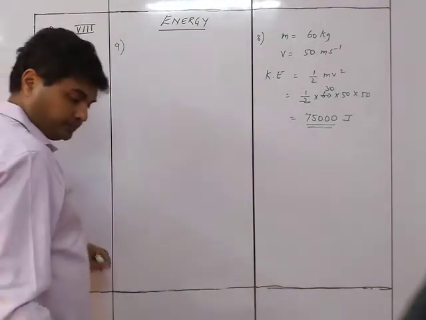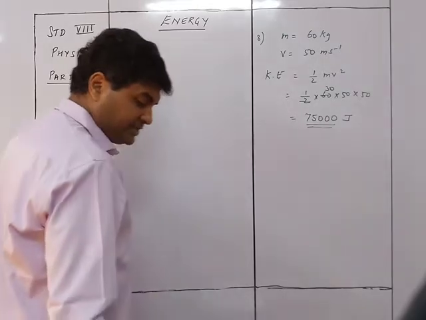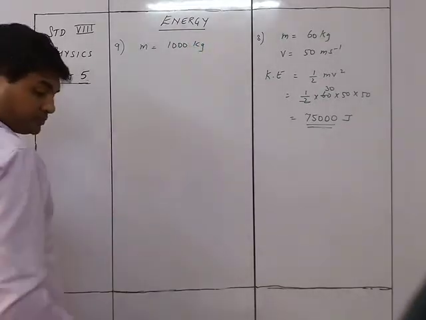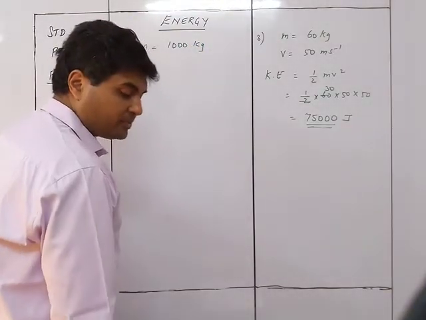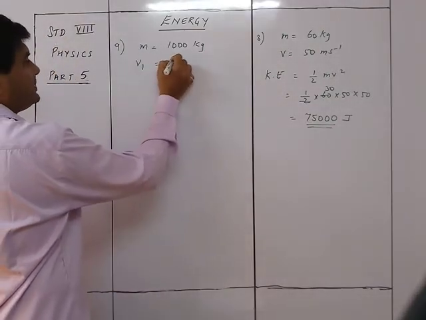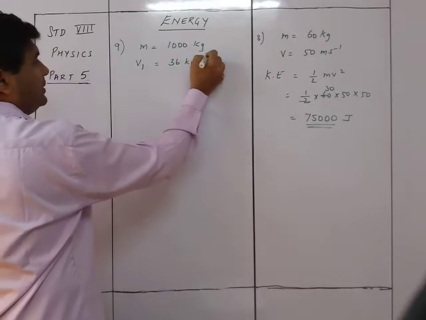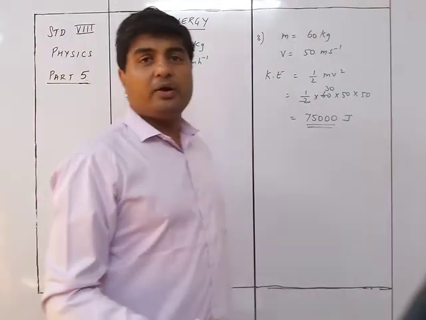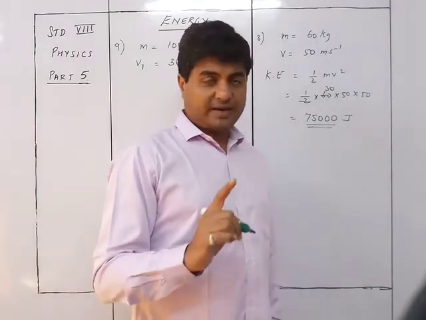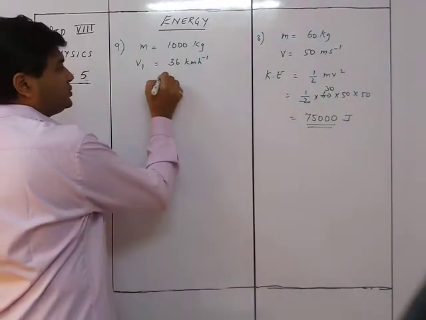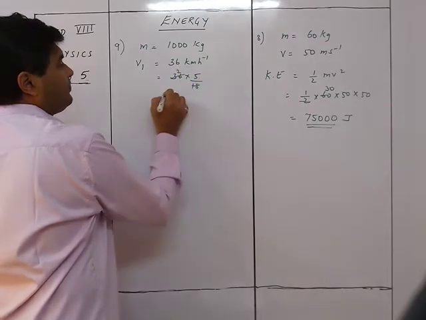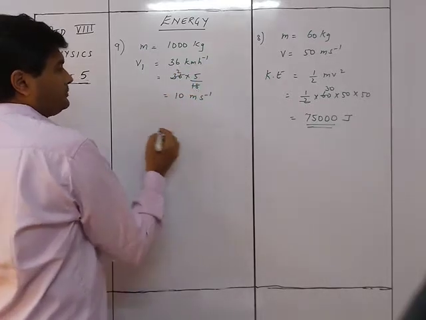Sum number 9. A truck of mass 1000 kg increases its speed from 36 kilometers per hour to 72 kilometers per hour. So we get the mass is equal to 1000 kg. It's given that V1 is 36 kilometer per hour. We need to convert this 36 kilometer per hour to meter per second, because all our units are in MKS, that is meters per second. So 36 is equal to 36 into 5 upon 18, which gives me 10 meter per second.